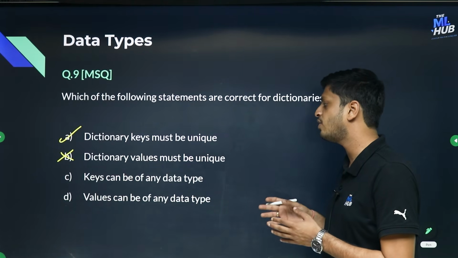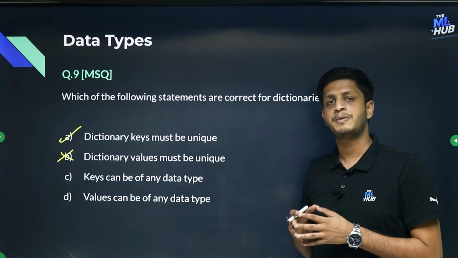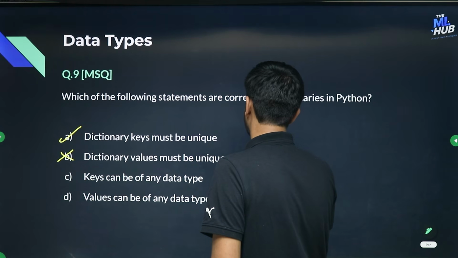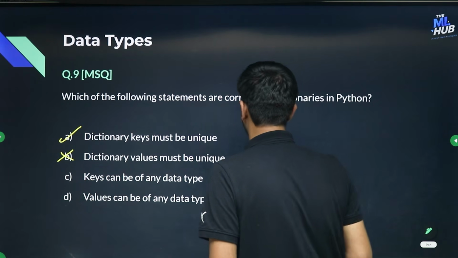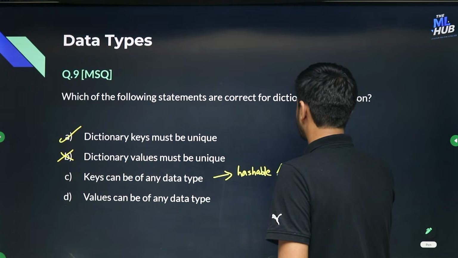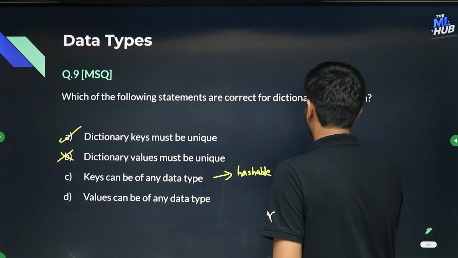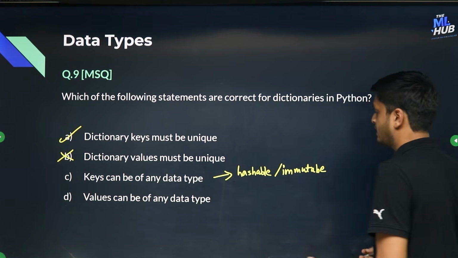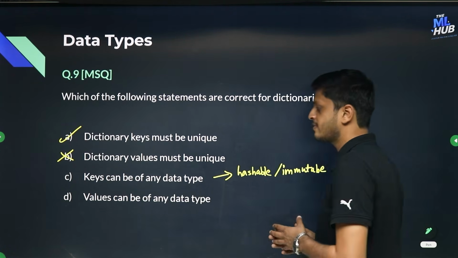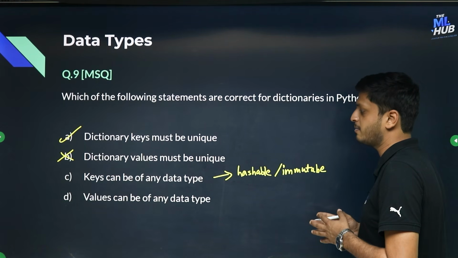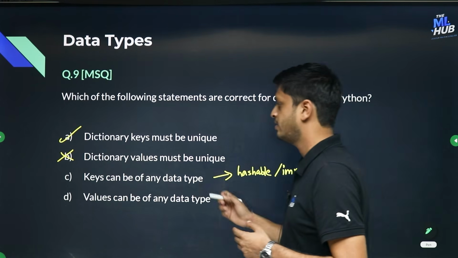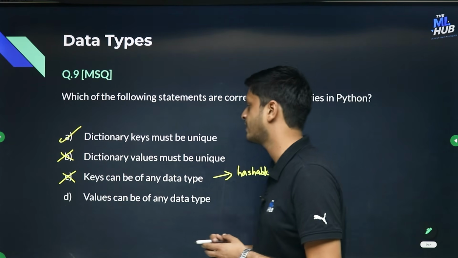Next is keys can be of any data type. Can keys be of any data type? No. In a dictionary, the key must be hashable because only the hash value is stored. We have seen this in the last lecture, right? And hence they cannot be of any data type. They must be immutable. For example, a tuple can be a key, but a list cannot be a key. A list, a dictionary, a set cannot be a key of a dictionary, and hence keys can be of any data type is incorrect. Keys must be immutable, which means tuples and strings are allowed, but lists are not allowed. So option C is incorrect.